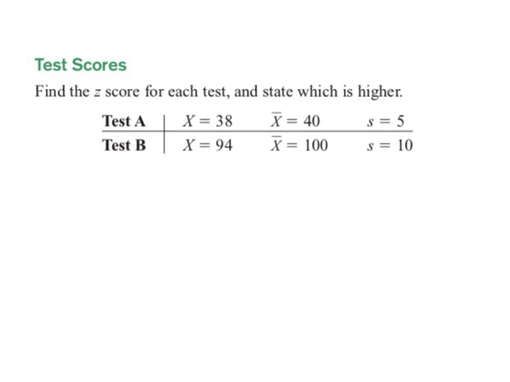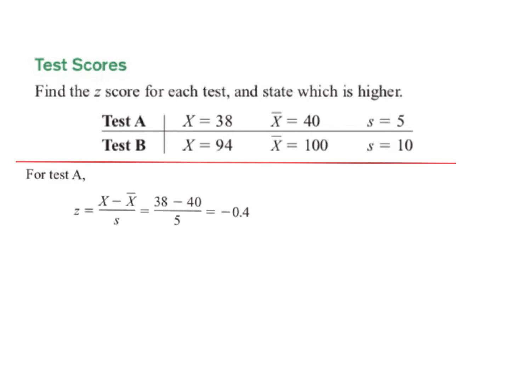All right, here's what the work will look like for this one. You've got the value minus the mean over the standard deviation, negative 0.4. How many got that? Okay, good. Do we think test B is going to be higher or lower than that? What would you guess? Lower?